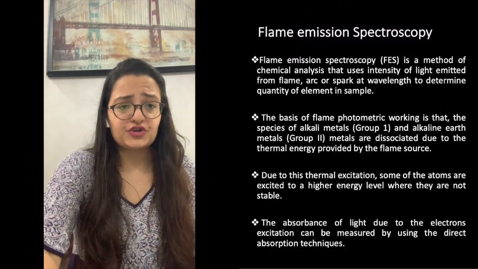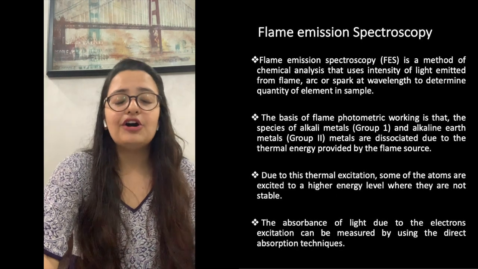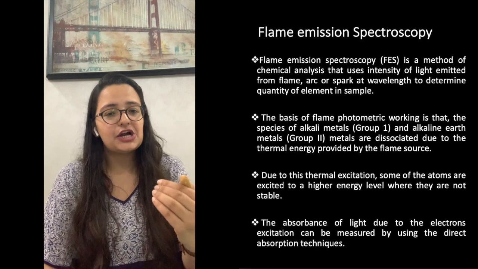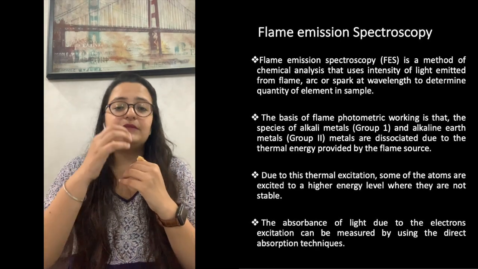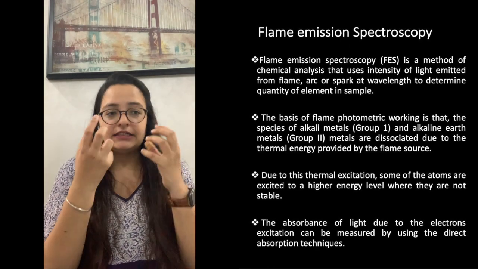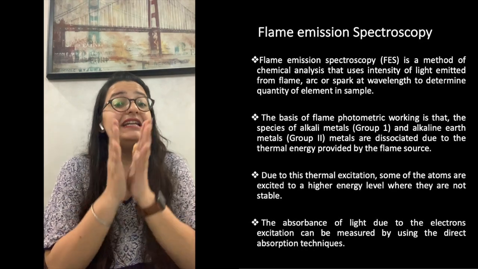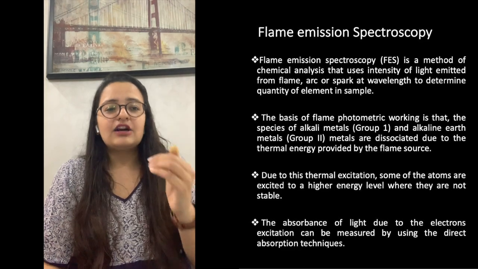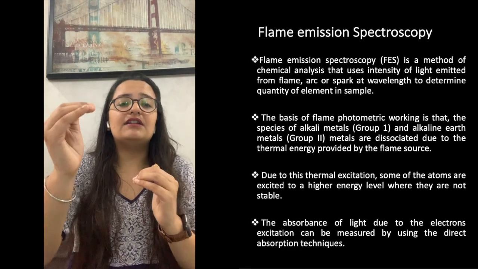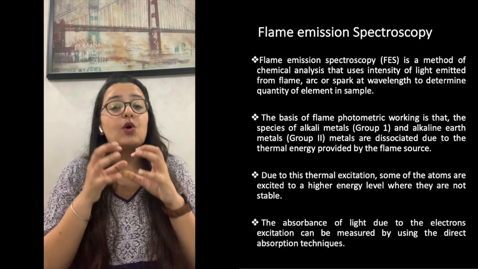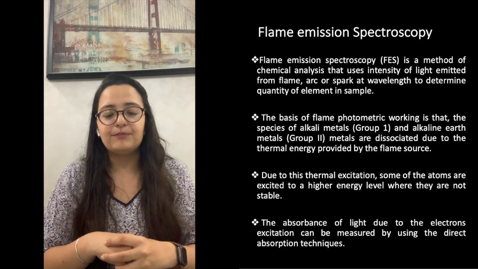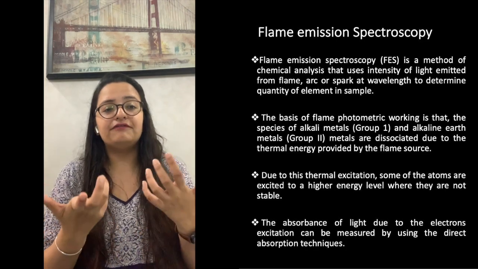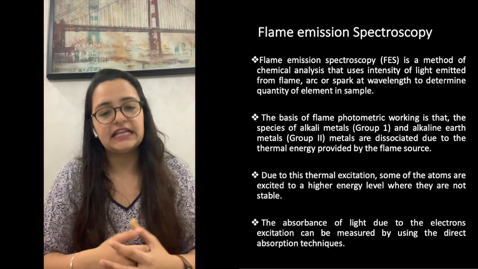Flame emission spectroscopy is a method of chemical analysis that uses the intensity of light emitted from the flame. This technique uses the intensity of light emitted from the flame, arc or spark at a particular wavelength to determine the quantity of an element in the sample. So we can conclude how much quantity of the element is present in the sample.